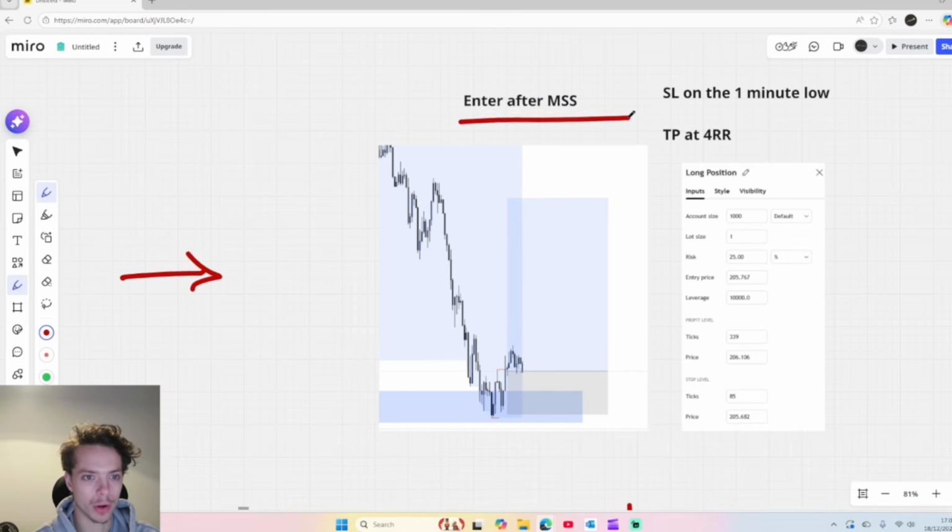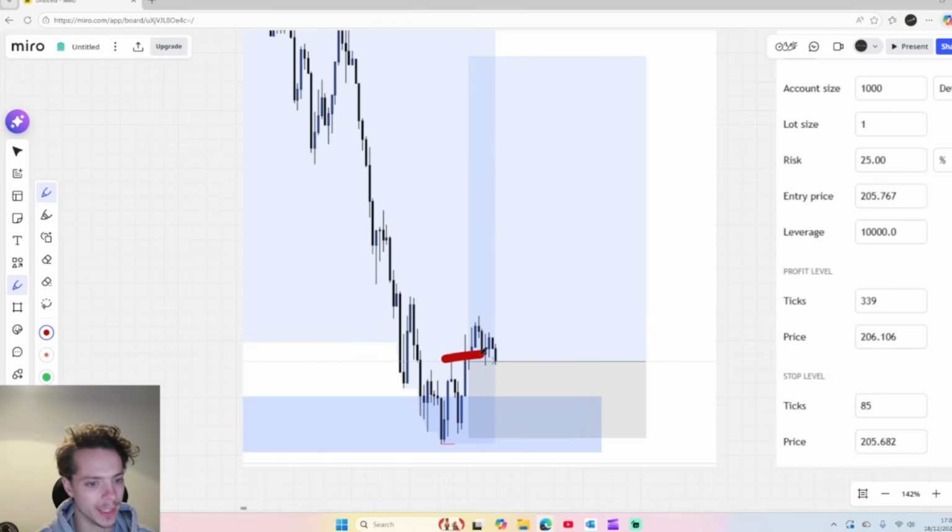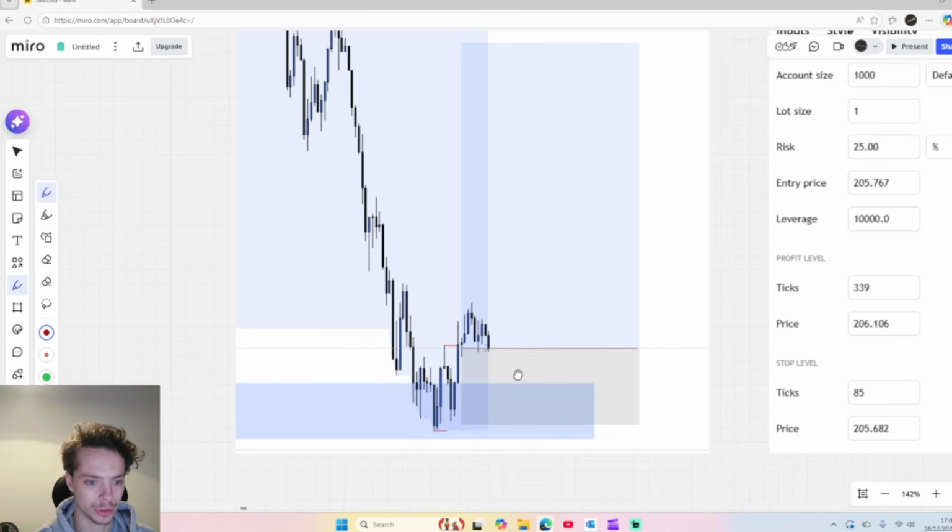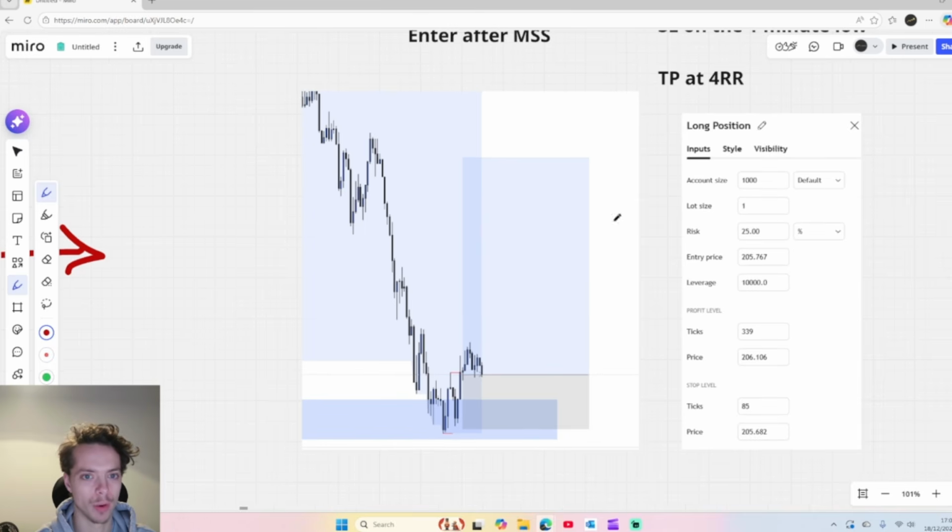So you enter after the market structure shift. When it's on the 1 minute, you can easily just enter straight away after the shift, so after the break straight away, because you're still going to have a pretty tight stop loss. And I'd aim for a 1 to 4.